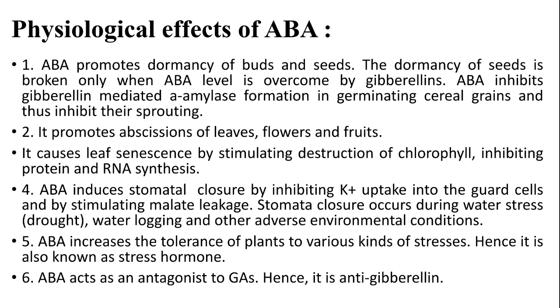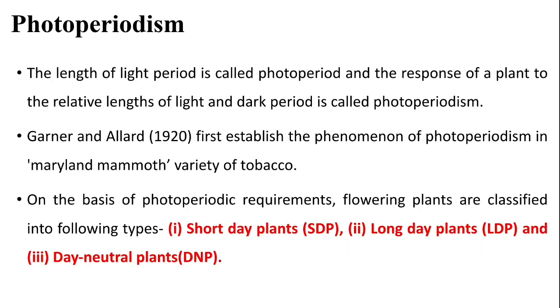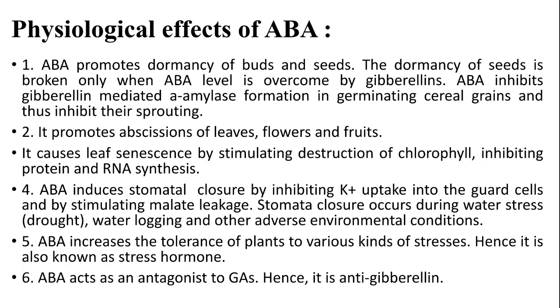ABA increases the tolerance of plants to various kinds of stress. Hence it is called the stress hormone. It acts as an antagonist to the gibberellic acid hormone, so it is known as anti-gibberellin. So that is all about the different types of plant growth hormones and their physiological activities.